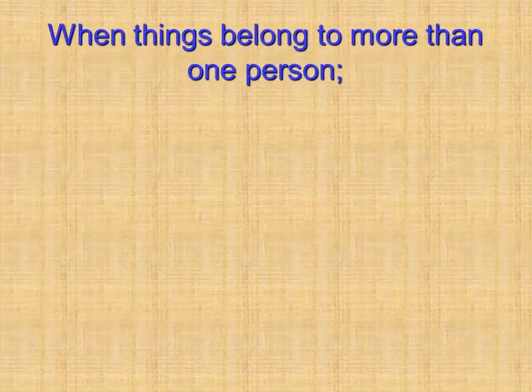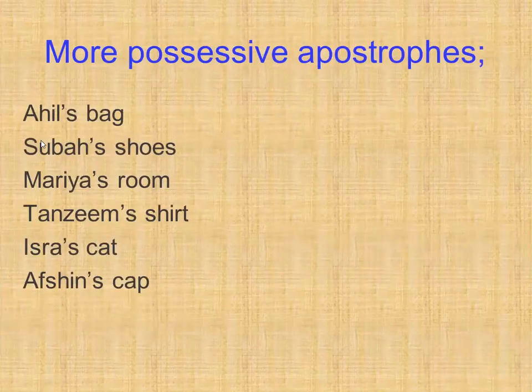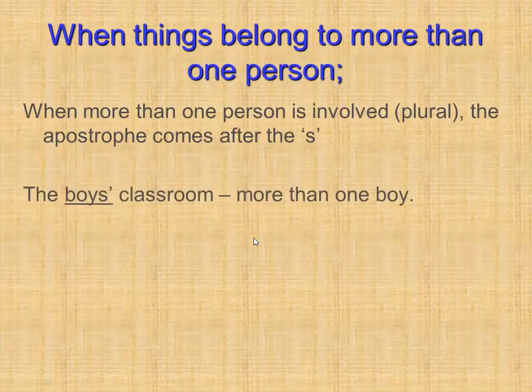When things belong to more than one person, or we have a plural involved in our sentence, the apostrophe will come after the S instead of before. So if I show you this one more time, take a look at these sentences. Here you can see the apostrophe is being used before the S. So we can understand we are talking about one single person. However, if we are going to talk about more than one person, we have to use the apostrophe after the S.